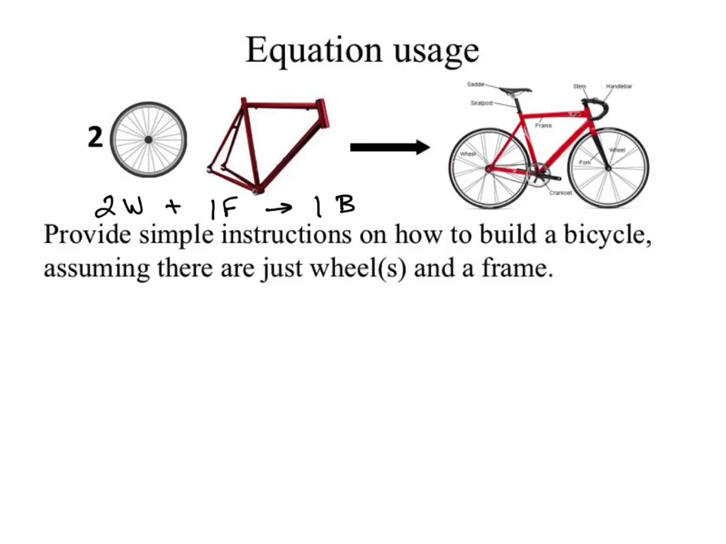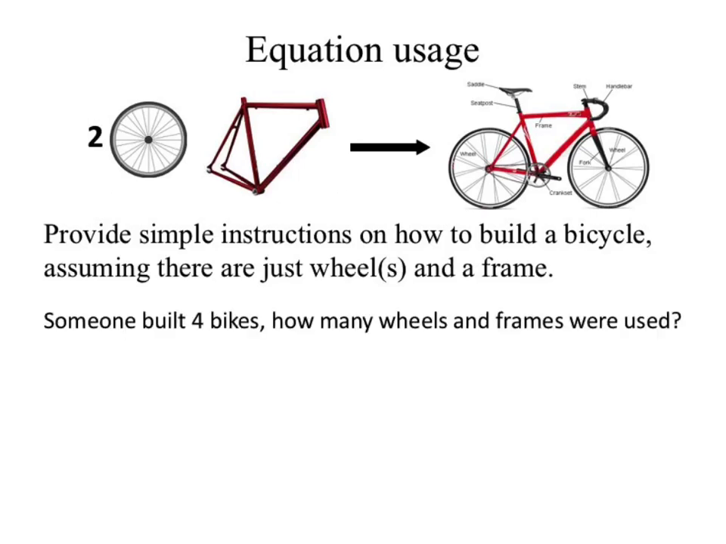Okay, so let's go through. We've got this basic pattern down. Someone built 4 bikes. How many wheels and frames were used? How many wheels were used? 8. How many frames? 4. You did that awfully fast. How'd you do that? Simple math. Because of what you had.